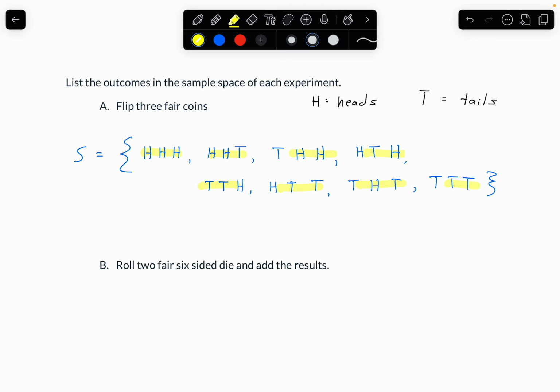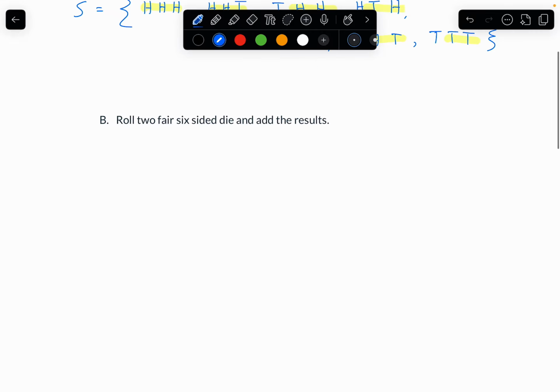Sometimes it's unfeasible to do this, but sometimes it helps to write out the different outcomes so that we can actually see what they look like. We can talk about different groupings of them, things like that. So the next example that I want to take a look at is roll 2 fair 6-sided dice and add the results. So this one's a little bit more complicated.